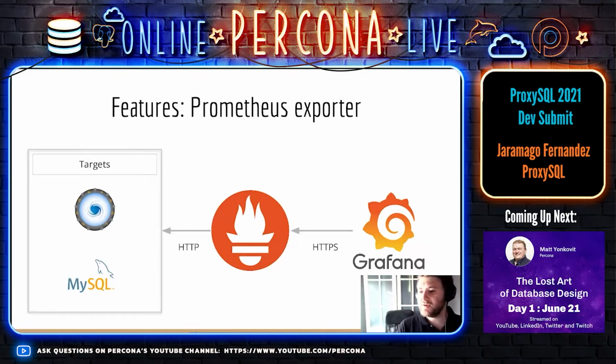First one, the Prometheus exporter. This is a big feature that was introduced in ProxySQL version 2.1.0. Since this version, ProxySQL includes a built-in Prometheus exporter that currently exposes more than 180 metrics. These metrics are exposed through an HTTP endpoint to be collected by Prometheus and then can be accessed by any other services for the presentation, as for example, Grafana.